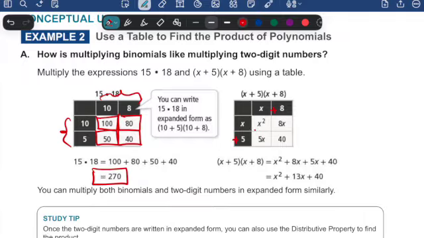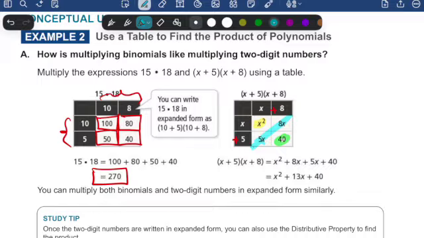X times x is x squared. X times 5 is 5x. 8 times x is 8x. 8 times 5 is 40. And then you're going to combine all of those terms. And you'll notice in the upper left corner is your highest exponent term. And so you're going to move from upper left down to the lower right, because our lower right area square is the constant. You'll notice in the middle we have these diagonal terms. These are like terms. So your linear terms or your middle terms will be these diagonal boxes that you have to add together.